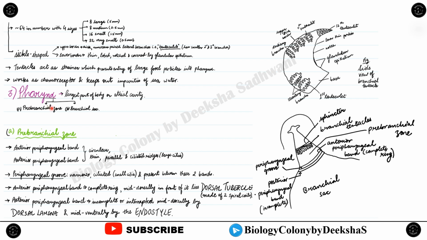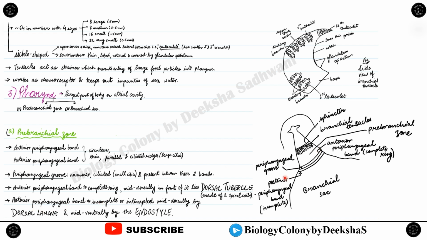Next we have the pharynx. It is the largest part of the body or atrial cavity. It has the prebranchial zone and the branchial sac. So first is the prebranchial zone. It is the part of the pharynx that is present before the branchial sac. It has two bands that are circular, thin, parallel, and ciliated ridges are also present in them. First is the anterior peripharyngeal band, second is the posterior peripharyngeal band.